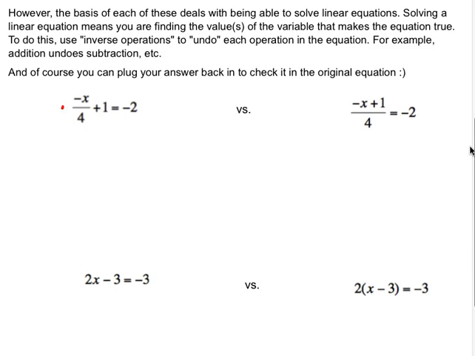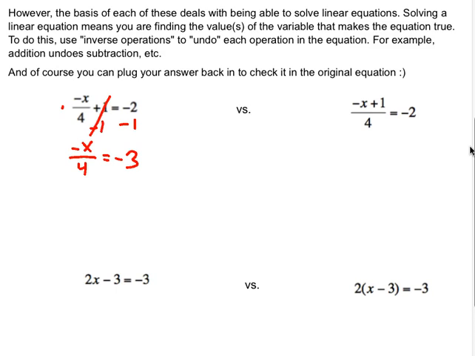If I'm looking to undo everything being done to the x, the first thing that's the easiest is anything that's not directly connected to the x. So if you notice that plus 1 isn't actually directly connected to the x, so I'm going to undo that first. How would I undo addition? Well, I'm going to subtract it. So that's going to leave me negative x over 4 equals negative 2 minus another 1. That's going to give me a negative 3.